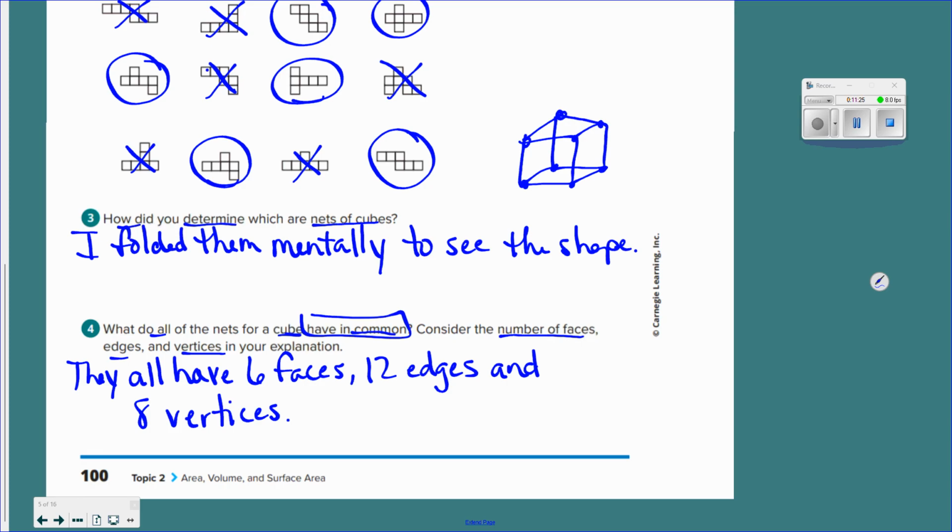So this edge, this edge, this edge meet, that makes a vertex. This edge, this edge, this edge meet, that makes a vertex. Okay, let's go to our next page. We have another definition.